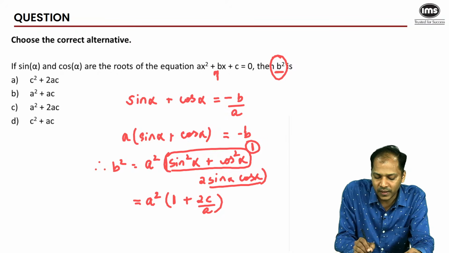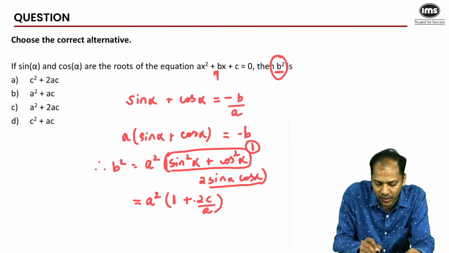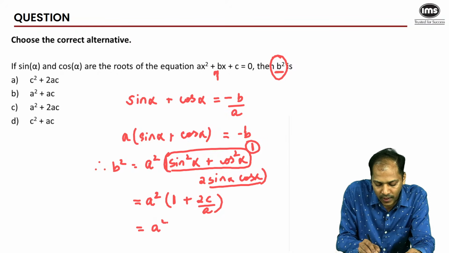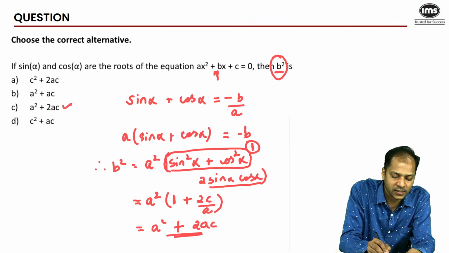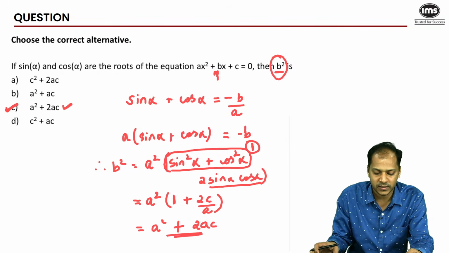Now we just have to simplify this and check which option satisfies this. If you multiply this inside, we'll get a square plus 2ac over a, and the a would cancel out from the a square, so you will have only a in the numerator, so 2ac. A square plus 2ac. The correct answer to this question is option C, a square plus 2ac.